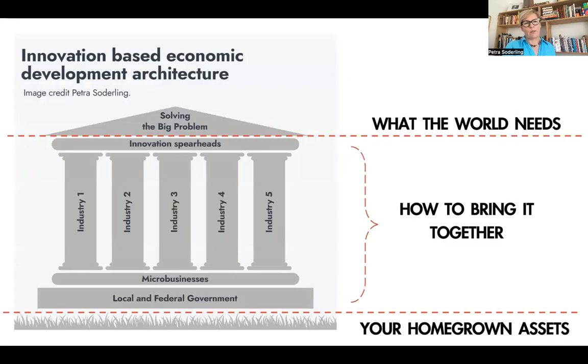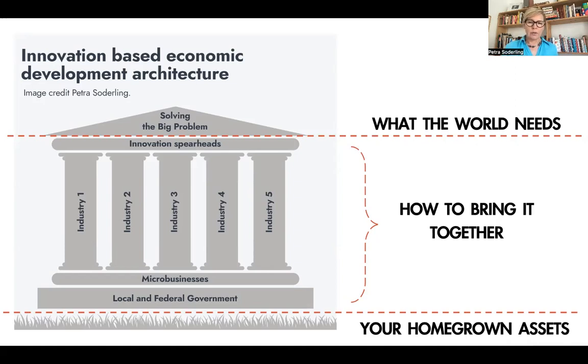So in the book, I came up with something called innovation-based economic development architecture. And if you've listened to my podcast, you know that I love architecture. So this, it looks like a Greek temple. It's supposed to represent a government building. So these are the different building blocks you as an economic developer should be looking at when you're thinking of doing an innovation-based change. So as I said, two things that are not directly in your control that you need to identify and assess. So first of all, what the world needs. So on the pediment of this, the triangle on the top, is solving the big problem, what the world needs.